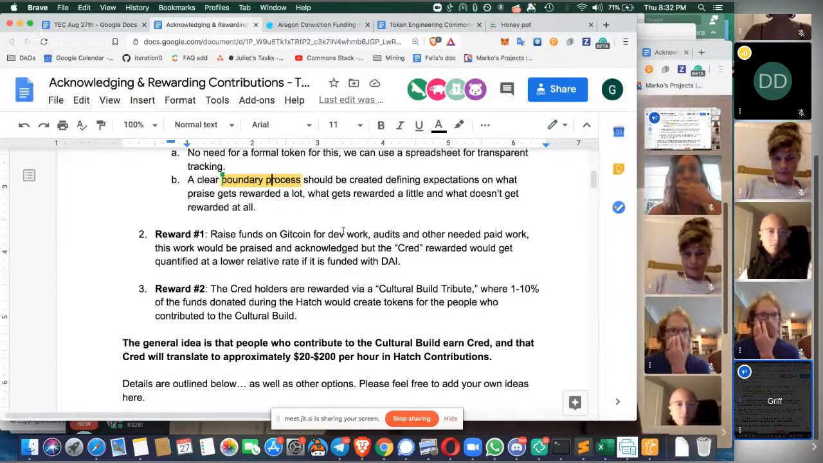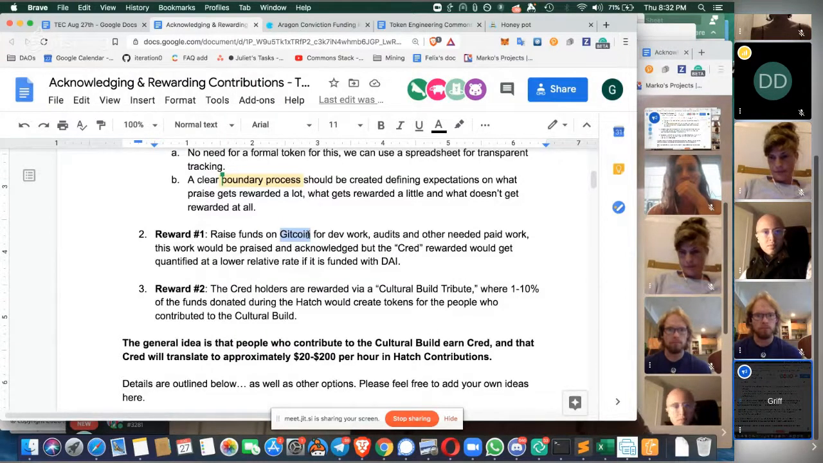This would be like dev work, audits, and maybe some people individually need funding to provide the value that we need. So we're going to use Gitcoin grants for sure, and we're also going to use Giveth probably for distributing the funds. At least that's what I would propose. And with Aragon doing this conviction voting DAO, I feel like we should probably get a proposal out there to see if we can get some funding for Token Engineering Commons work.